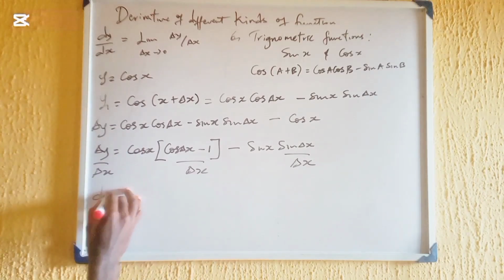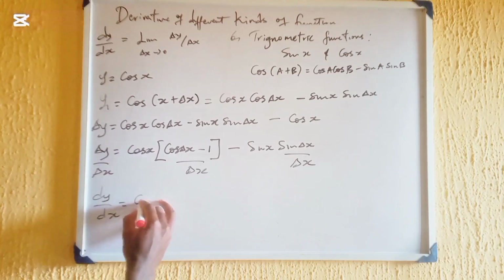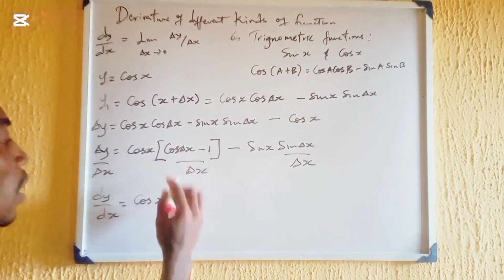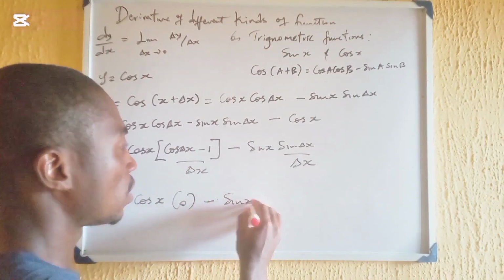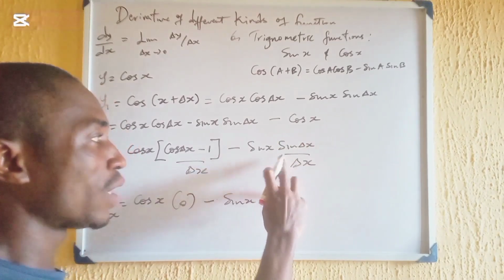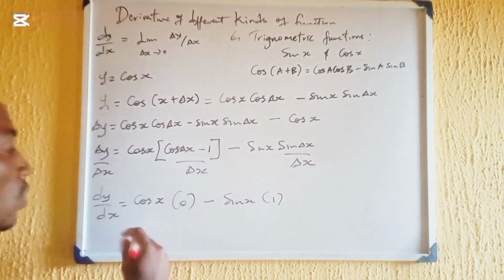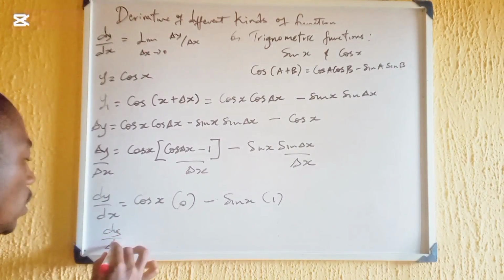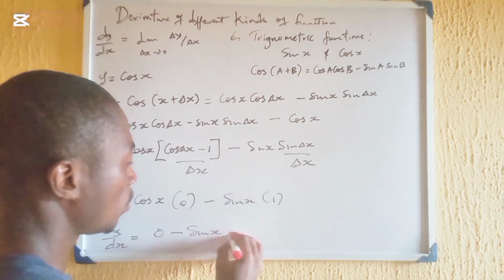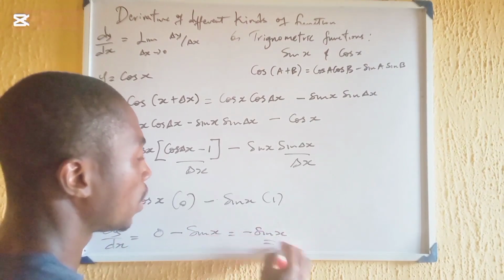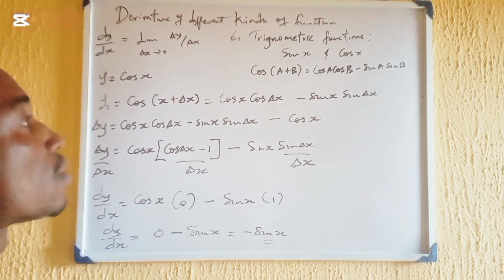So that gives us our dy/dx, which is equal to, so for this guy cos x, we'll be having cos x. Then for this guy, we'll be having 0. Then for sin x, we'll be having sin x, whereas for sin change in x over change in x, we'll be having what? 1. Cos x times 0 is 0, so dy/dx is equal to 0 minus sin x, which is equal to minus sin x. So that gives us the derivative of cos x.